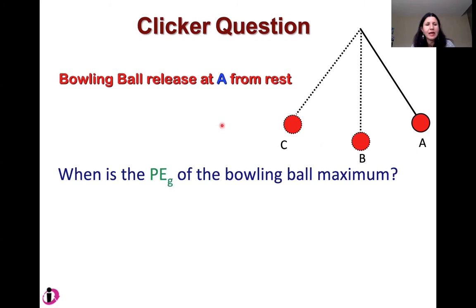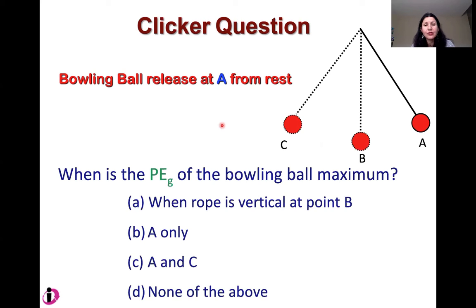First, I want to ask you, when is the gravitational potential energy of this ball maximum? Your choices are at point B when it's vertical, at A only, at both A and C, or maybe somewhere in between, or none of the above. Think about this. Go back to the definition of gravitational potential energy if you don't quite remember, and then pause the video and answer.